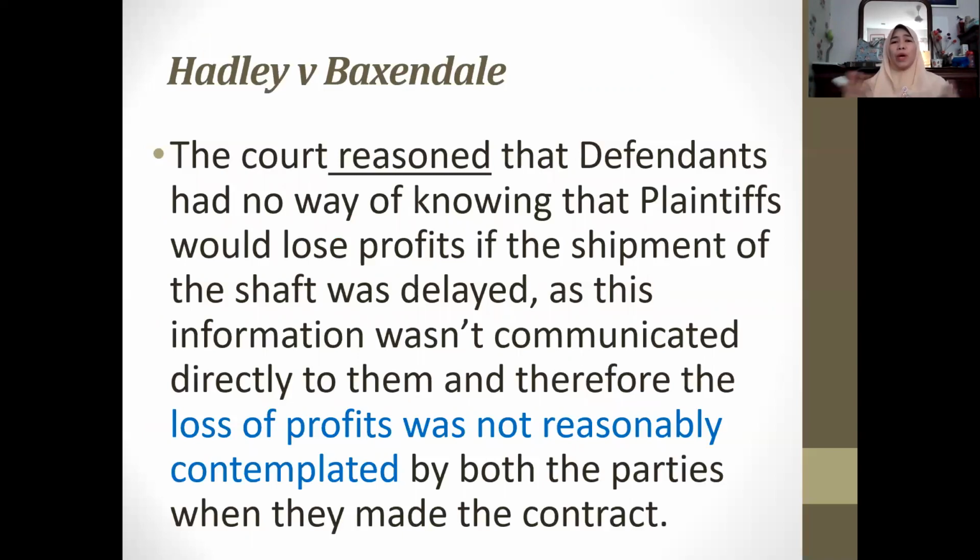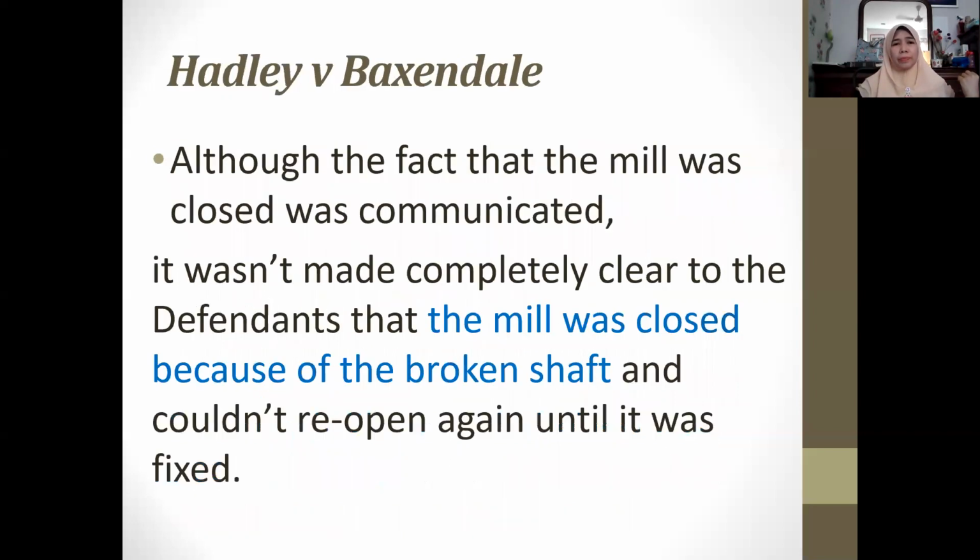Okay, and the court gave reasoning why the court did not allow the claim in Hadley against Baxendale. The court reasoned that the defendants had no way of knowing that the plaintiff would lose profit if the shipment of the shaft was delayed. No knowledge at all on the part of the defendant, as this information wasn't communicated directly to them, and therefore the loss of profit was not reasonably contemplated. Not in their contemplation, they have no reason to know, by both the parties when they made the contract.